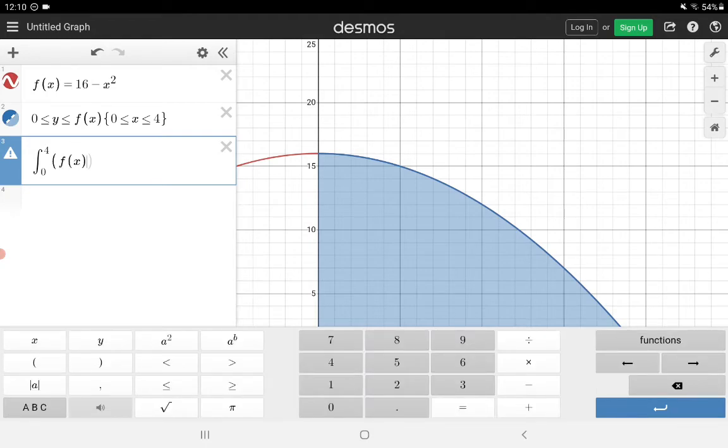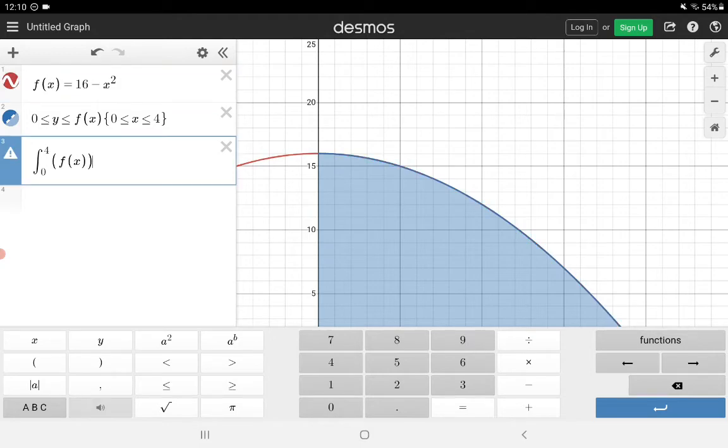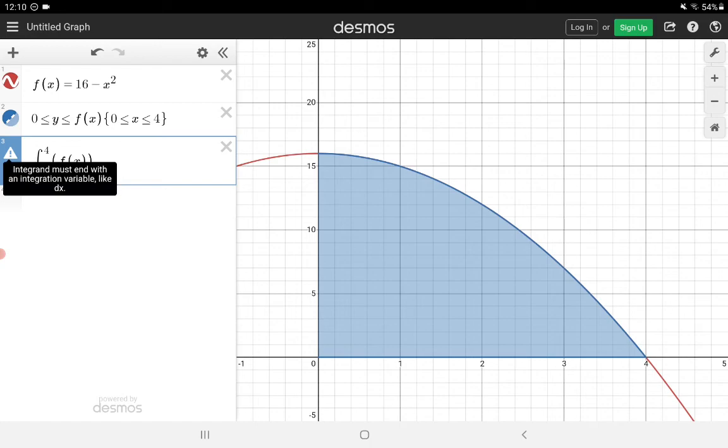And I can use f here because I've called this f in the very top line. If I had called this something else, like y equals whatever, then it wouldn't know what I mean down here. But now it does, because I called it f in the first line, so when I type f in the third line, it knows I mean that function. And look, you see the little caution triangle with the exclamation point in it? It's giving me an error of some kind. Let me tap on that to see what it is.